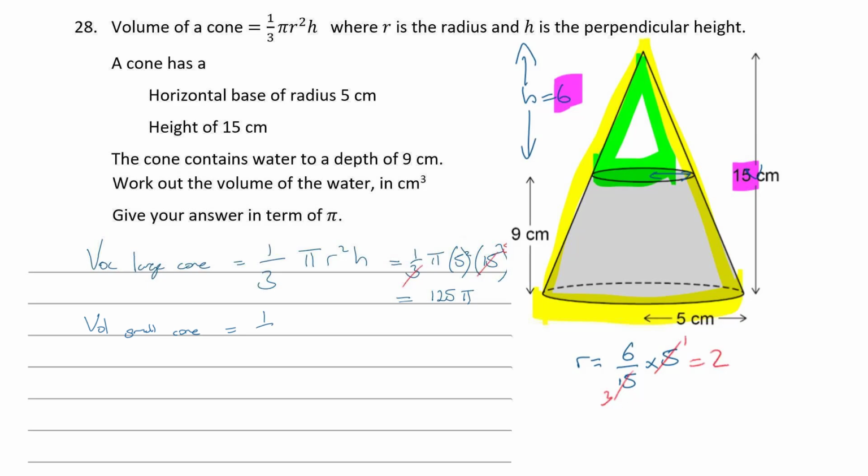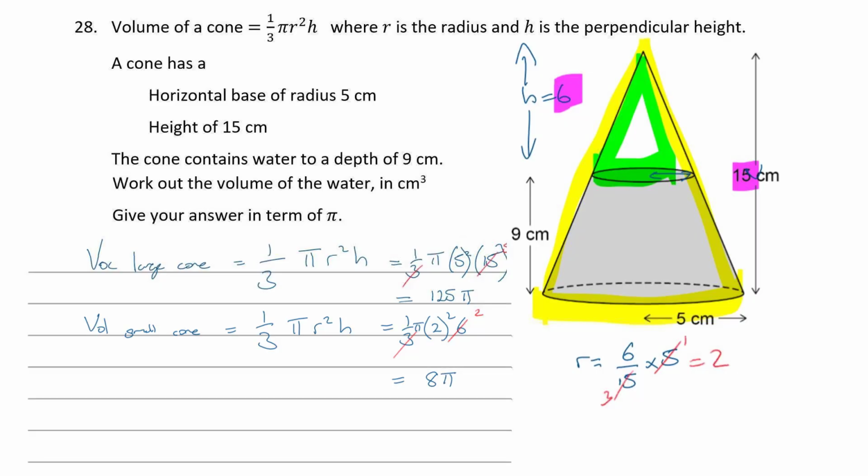So volume of the smaller cone is 1/3 times pi times r squared times h, which is 1/3. We said the radius was 2. 2 squared, and the height is 6. Again, let's just simplify that out. 3 goes into 6 twice. Oh, and don't forget the pi. I almost forgot the pi. Let's squeeze that in there. So 1/3 cancels with 6, leaving 2. 2 times 2 squared. 2 squared is 4 times 2 is 8. So basically the small cone has got a volume of 8 pi.